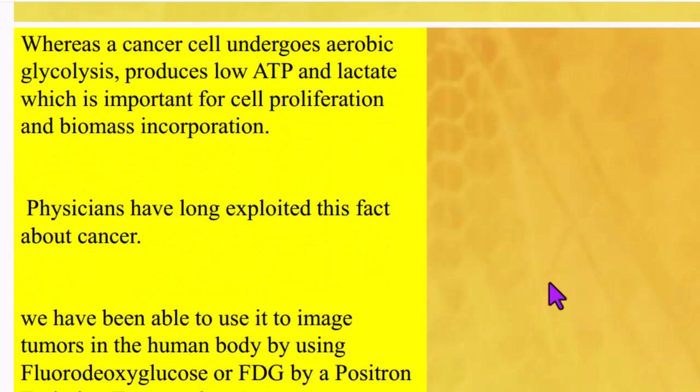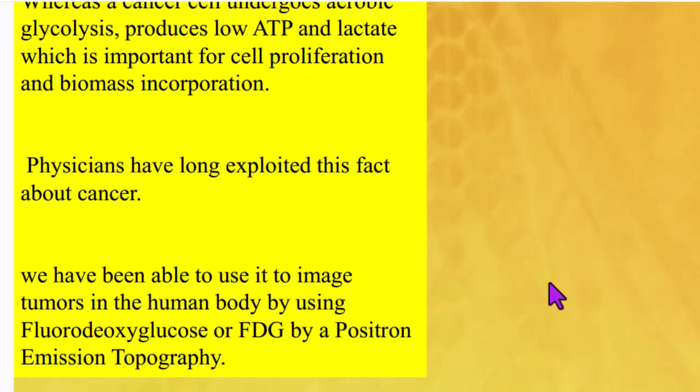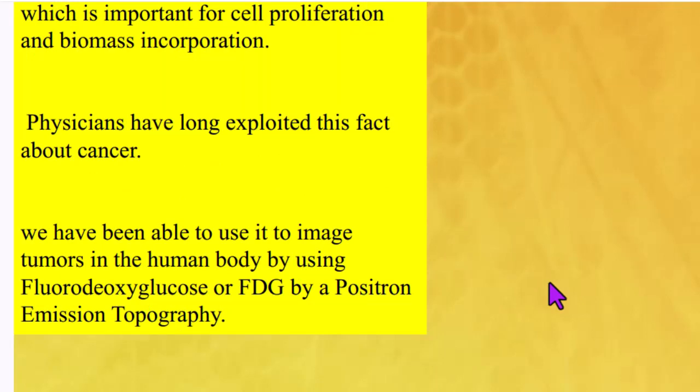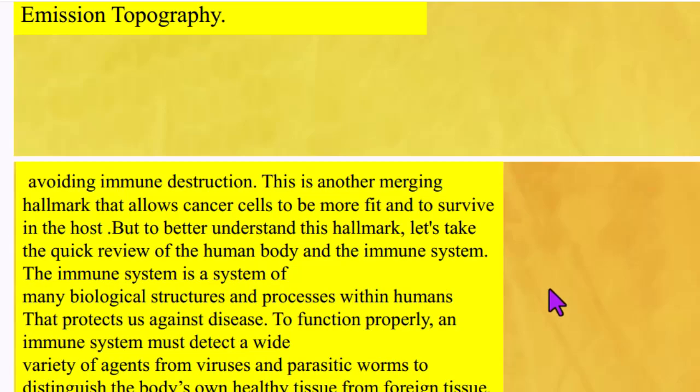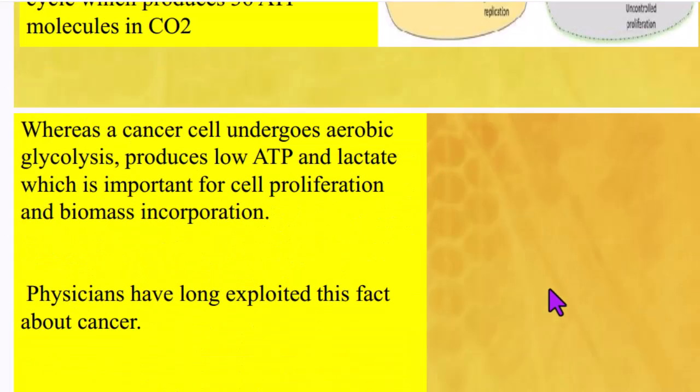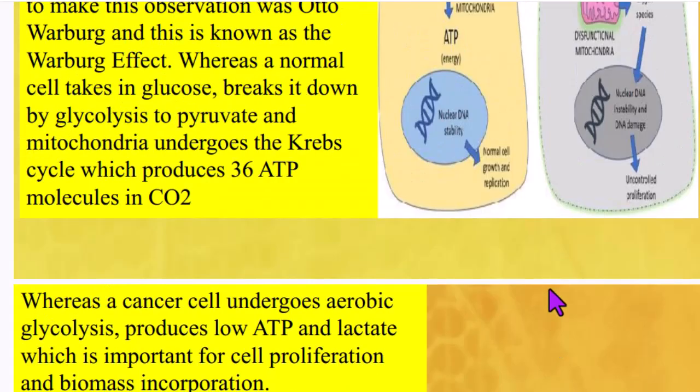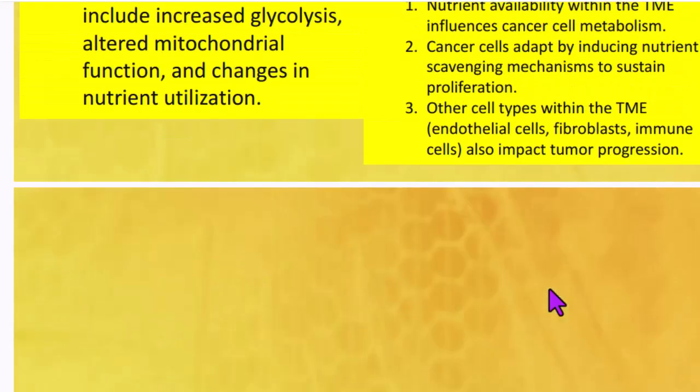Physicians have long exploited this effect about cancer. We have been able to use it to image tumors in the human body by using fluorodeoxyglucose, FDG, by positron emission tomography. This is all about the metabolism, altered metabolism.